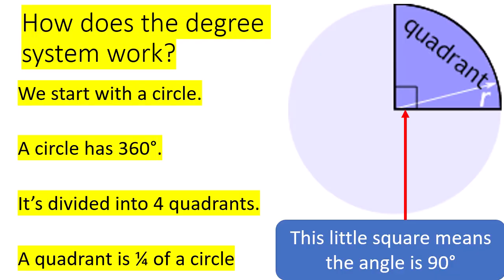So how does the degree system work? We start with a circle. A circle has 360 degrees, and it's divided into 4 quadrants. A quadrant is a quarter of a circle. And you can see in the diagram of a quadrant there, in the bottom left-hand corner of the quadrant, the purple part, there's a little square line, and that indicates that anytime you see that, the angle is 90 degrees.